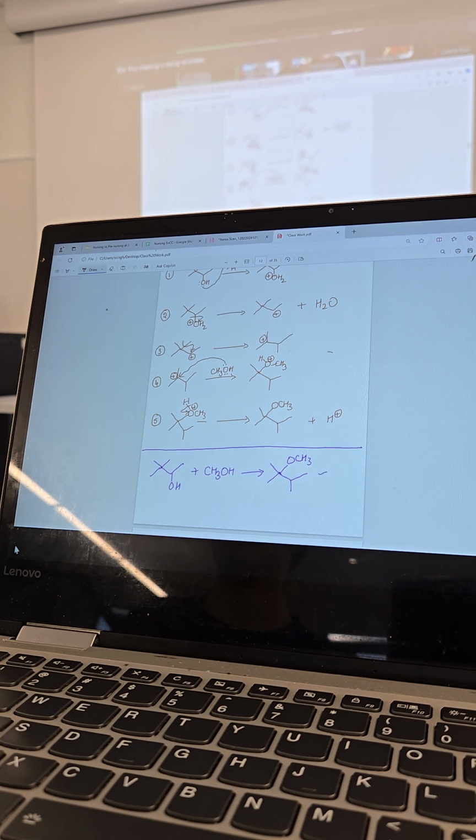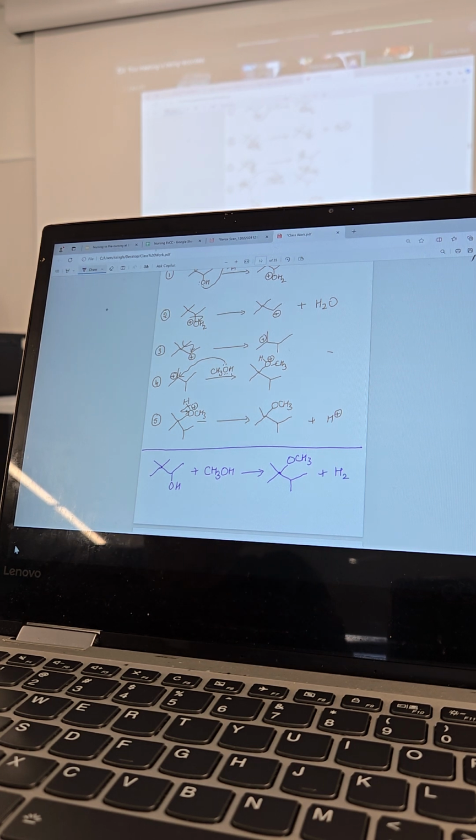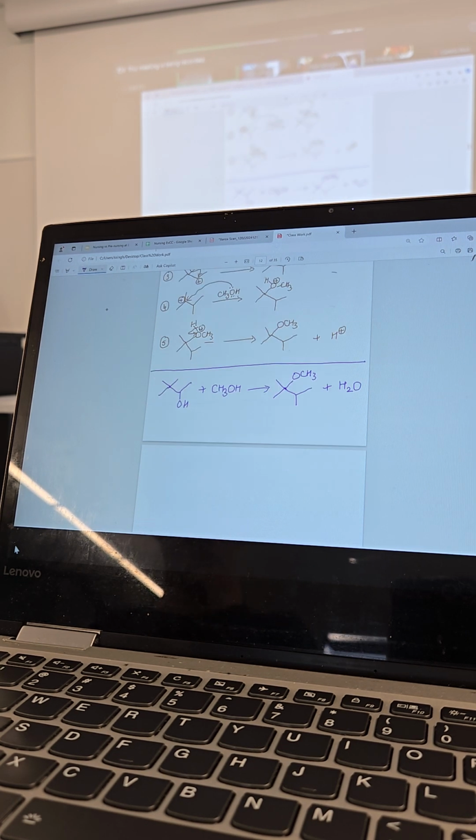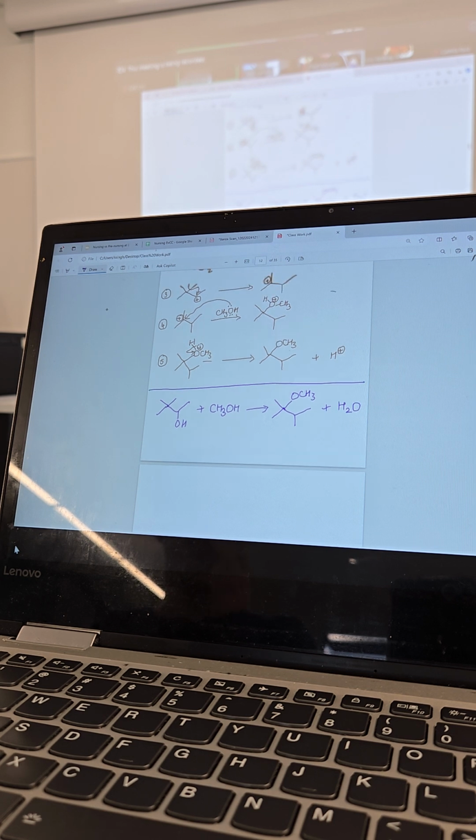Are we all good, everybody? I'm kind of lost. Okay. Next question I have for you. What kind of reaction is this overall reaction? Is it substitution, addition, elimination, rearrangement, or maybe a combo of a couple of them?